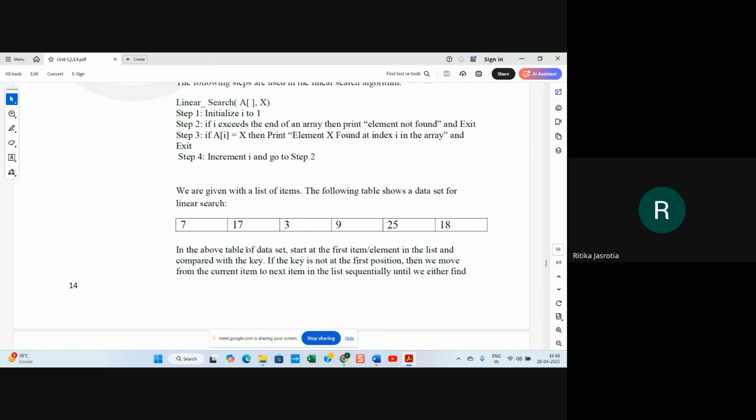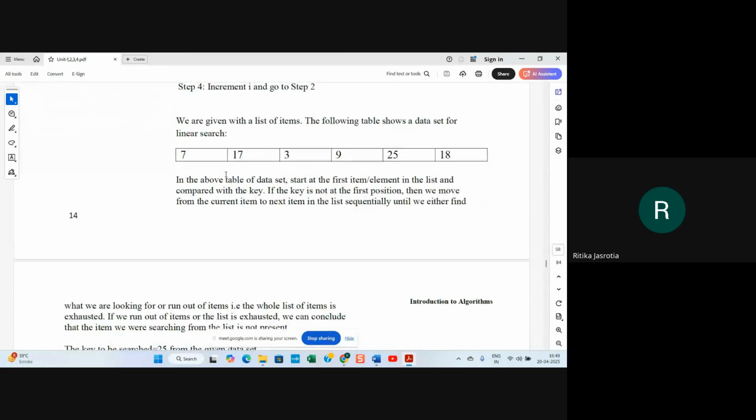So if you see the list of elements in an array, 7, 17, 3, 9, 25, 80, this is a list. If you take the first index element and the element which you need to search, you compare both of them. If both are equal, a[i] and x are equal, you will say that the element is found. If they are not equal, you will go to the next index and check whether this element and this element are equal. If not equal, you go to the next until you find that element. If you do not find the element, you will say element not found.